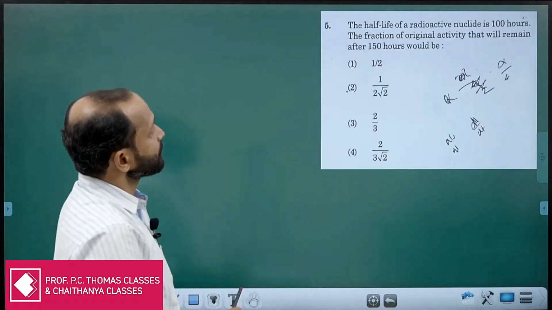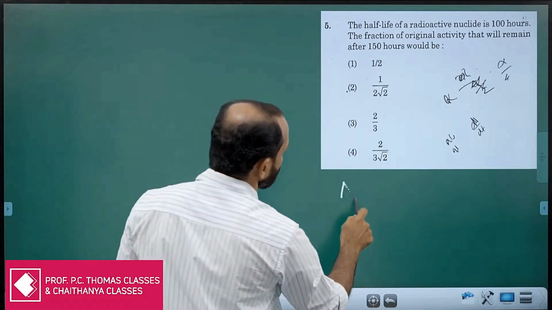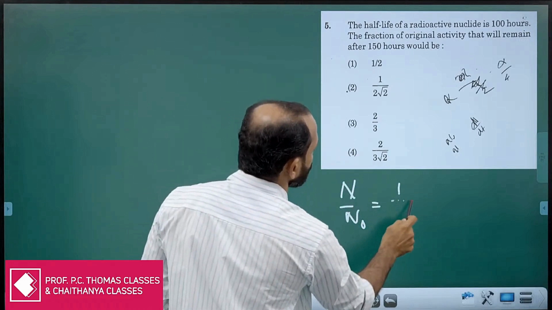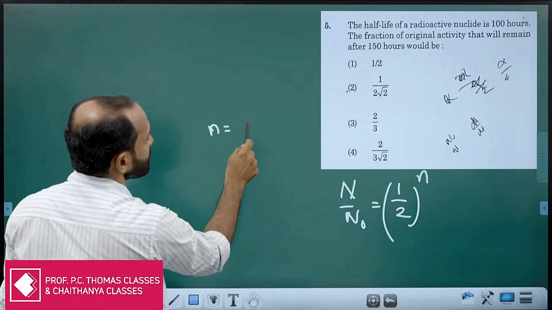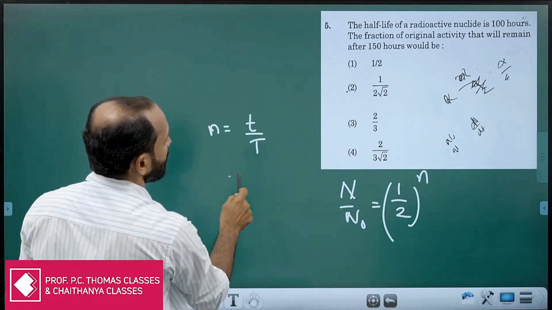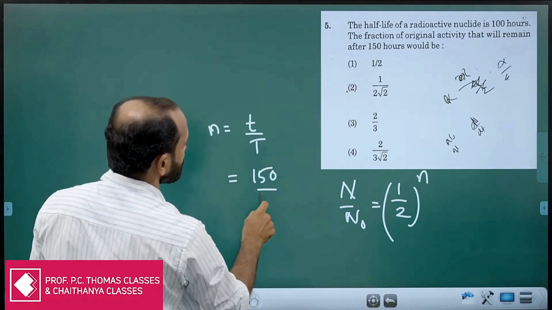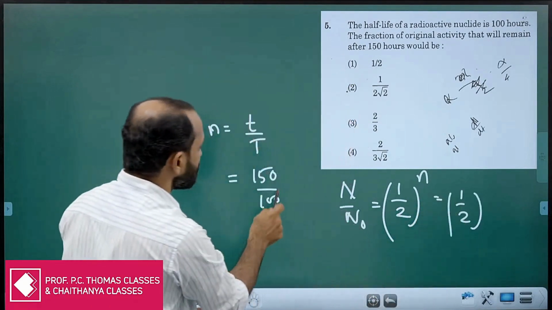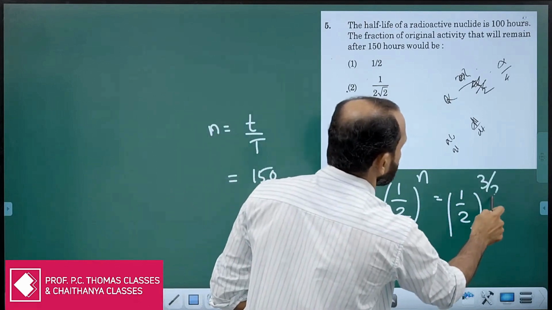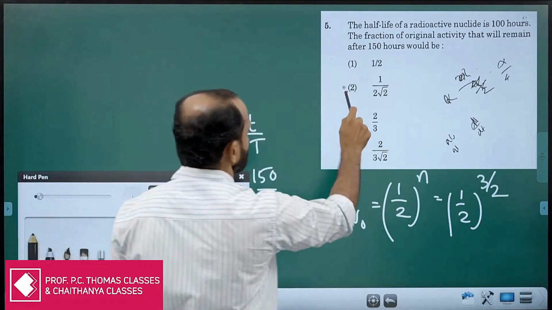Question number 5, half-life, fraction left, very simple question. Fraction left N by N0 is equal to 1 by 2 all raised to the number of half-lives. Here the number of half-lives is lifetime divided by half-life. Lifetime is given as 150, half-life is given as 100, that is 1 by 2 raised to 150 by 100, which is 3 by 2. So 1 by 2 raised to 3 by 2. So the correct answer is second option.